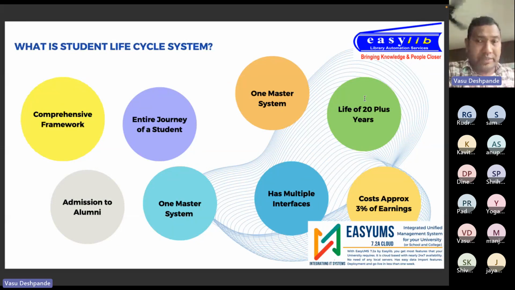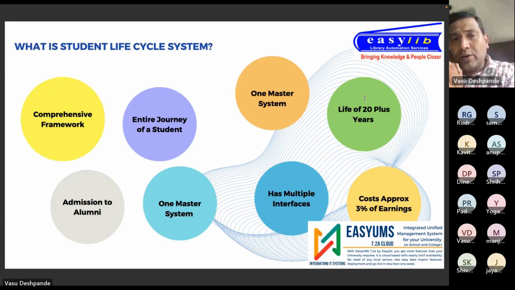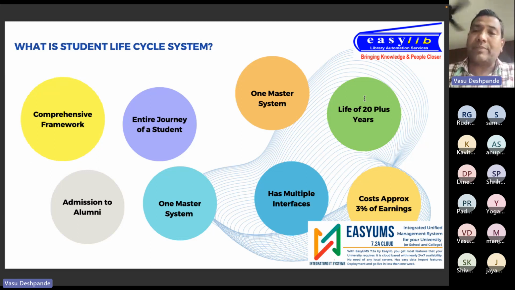Because once you get a system, you are going to live with that system for a few years or even decades. And so that is why it's important that when you get a system, you do enough groundwork to get the right system. So, okay, the life of the system is 20 plus years. And as far as the cost is concerned, over the years, the IT costs have definitely been increasing.